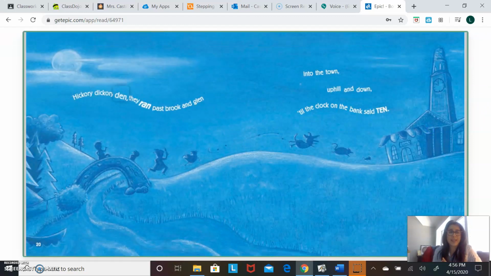Hickory dickory den, they ran past brook and glen, into the town, up hill and down, till the clock on the bank said 10.